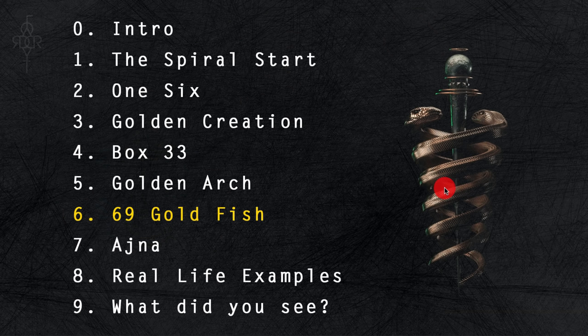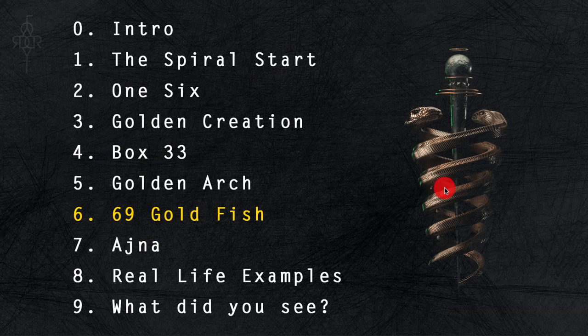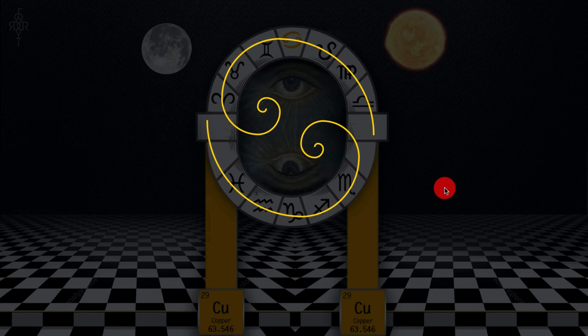And you go a little bit further and we get into the sixth topic, which we're going to bring into play right there. And it's the 69 goldfish. It's not goldfish and there's 69 of them. There is the 69 right there fitting right over that zodiac wheel, which ties right into the Royal Arch and the Masonic wheel and all that stuff, folks. They're just tapping into that code.